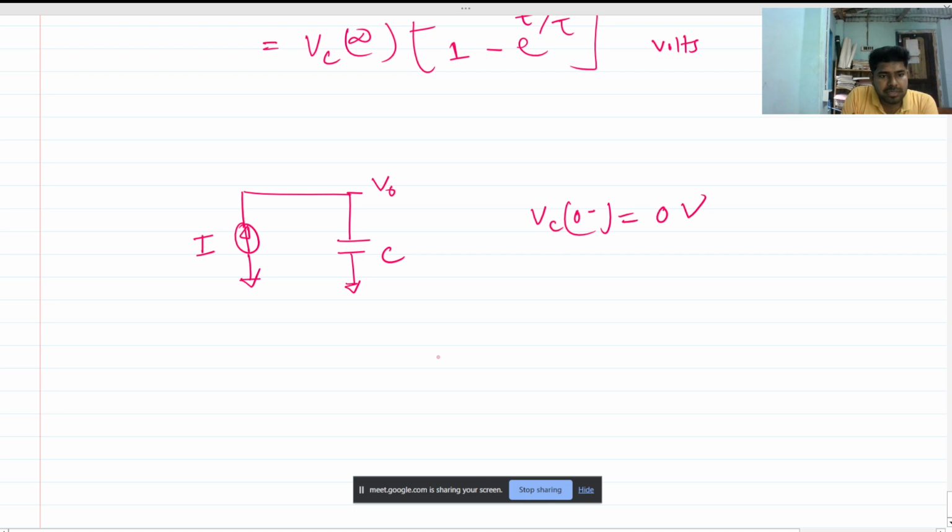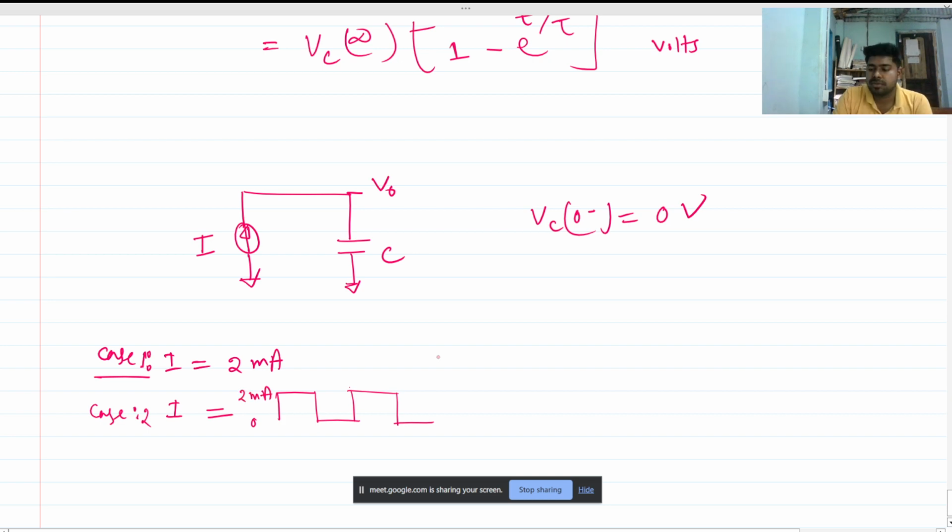Okay, now let's take two cases. Case 1: I is nothing but a constant, let's say 2 milliamps. And case 2: I is a, let's say, pulse. Let's say the pulse is 0 to 2 milliamps. Then what will be the output? We have to predict.